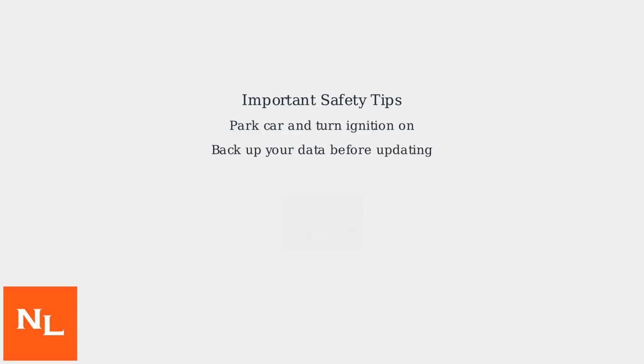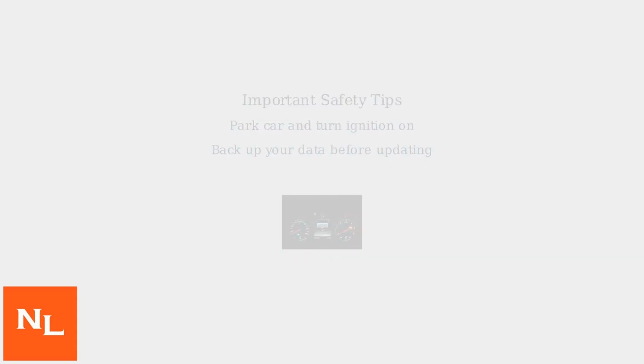To perform a USB update, download the update files onto a 32 gigabytes or larger USB drive formatted as FAT32. Plug it into your Buick's USB port and follow the on-screen instructions. Always ensure your car is parked and the ignition is on during any update to avoid interruptions. Back up your data before any update.